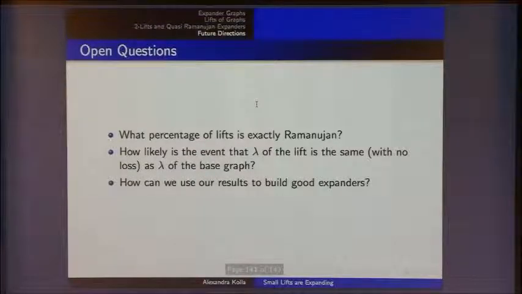And the main question that all of this started from is how can we use this to build good expanders? At the moment, we don't know how to use this to build expanders with order of lambda loss. Because Bilu-Linial, the log D factor there allowed them to turn it into a construction, but if we don't have the log D factor, we can't even turn it into a construction right now. So we don't know how to build expanders from this at all.